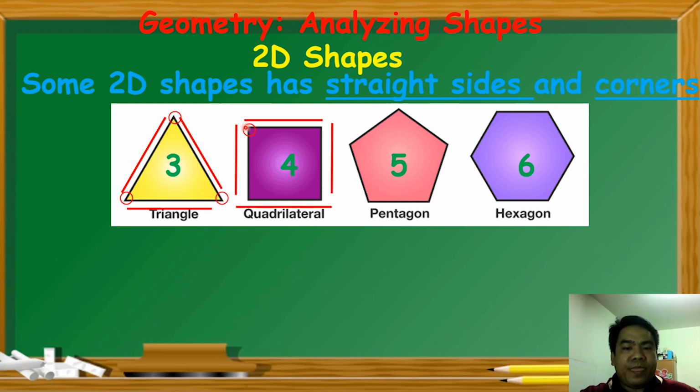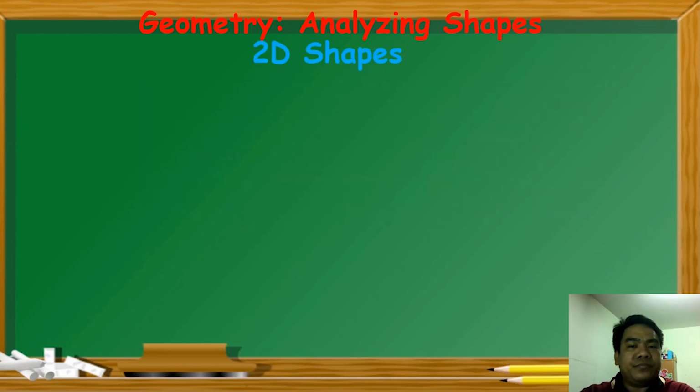Square has 4 corners, 1 2 3 and 4. Pentagon has 5 corners also, 1 2 3 4 5. Hexagon has 6, 1 2 3 4 5 6. So some 2D shapes have straight sides and corners. Okay, next.